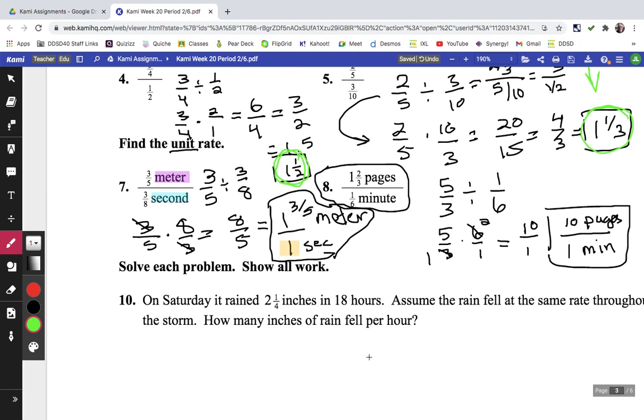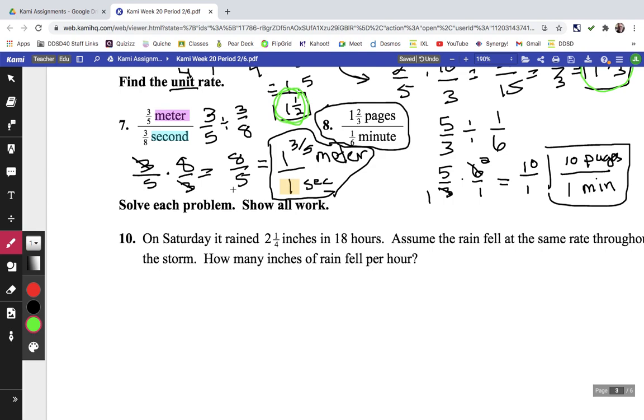Okay, problem number 7. The answer is 1 3/5 meters per second. And we can just put it over a second, like per second is written that way. And if you're reading 1 2/3 pages in 1/6 of a minute, then you're reading 10 pages per minute.